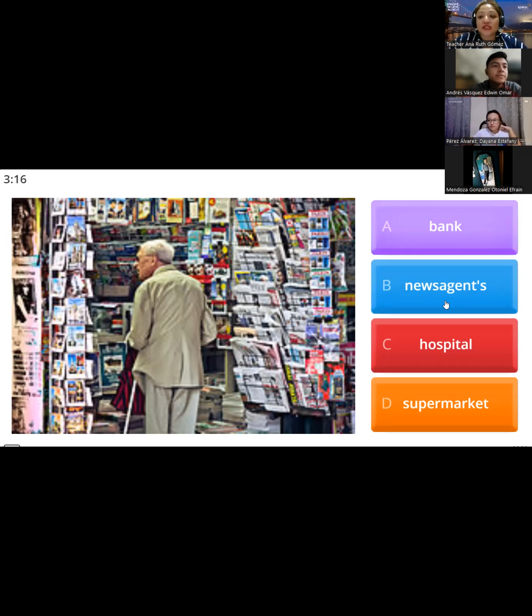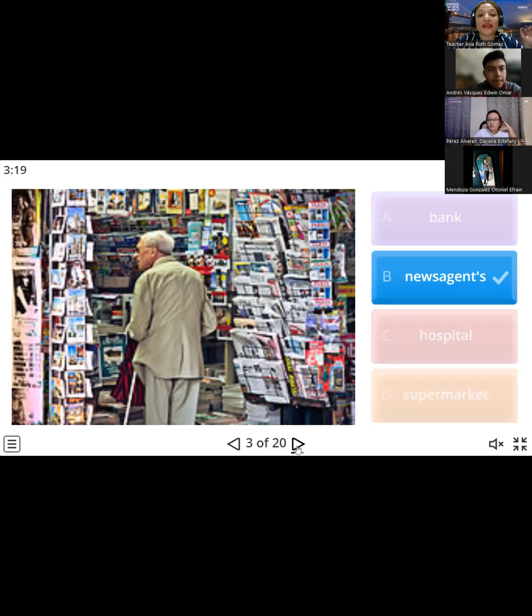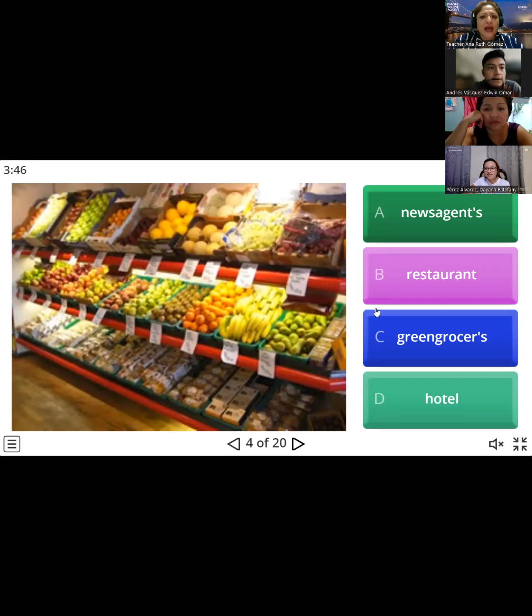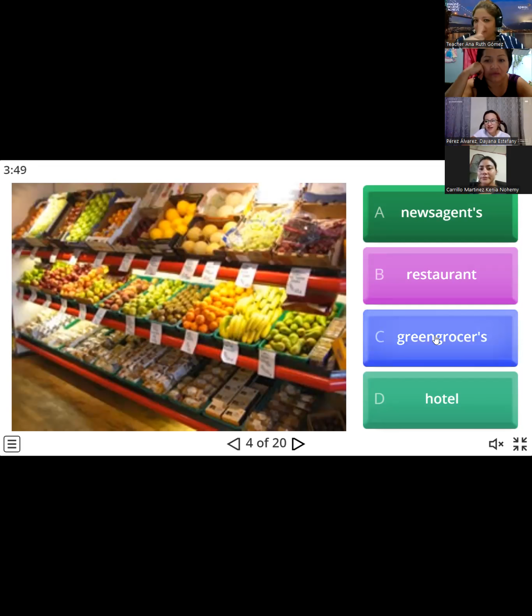Okay. Well, so this is news agents. Letter B. All right, what about the next one? What place is it? It is green grocers. Supermaker. What do you think it is? It is a news agent. It is the supermarket. What is it? Supermarket. But look at the options. We don't have supermarket. Green grocers. Very good. Excellent. This is the green grocers.